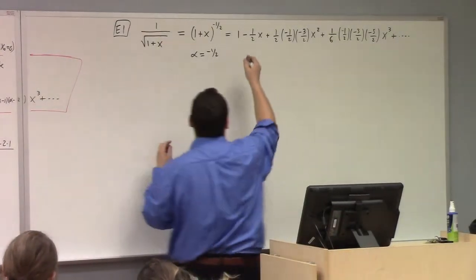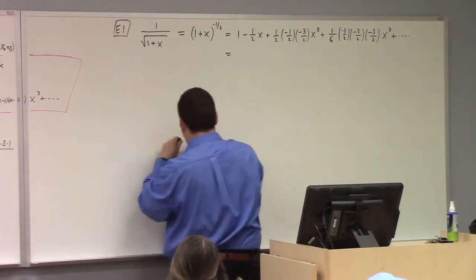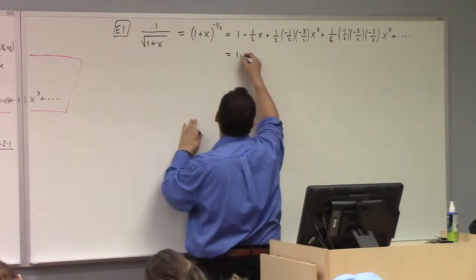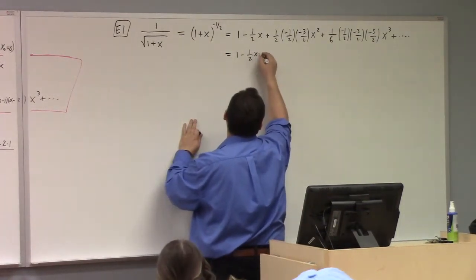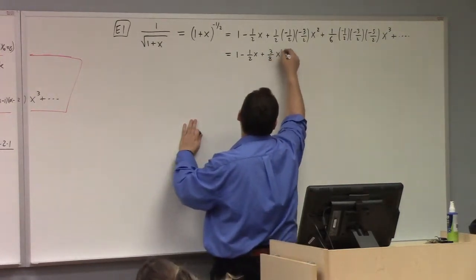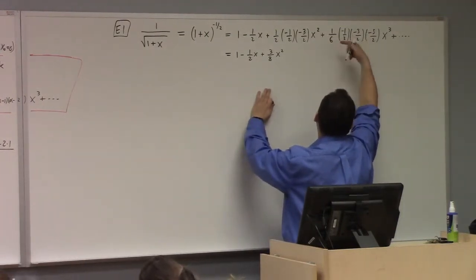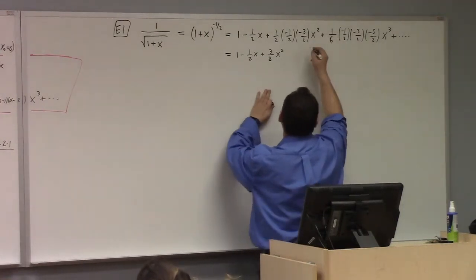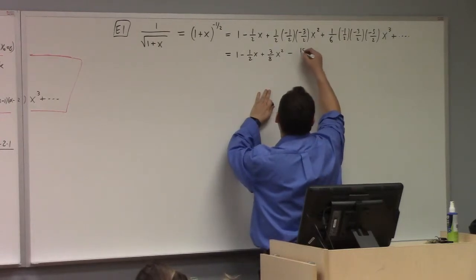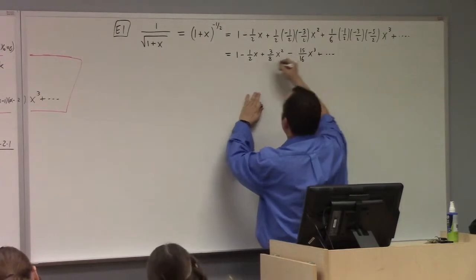Of course, I can clean it up, right? That gives me 1 minus 1/2 x plus 3/8 x squared, minus 15/16 x cubed, plus and so on. There you go.